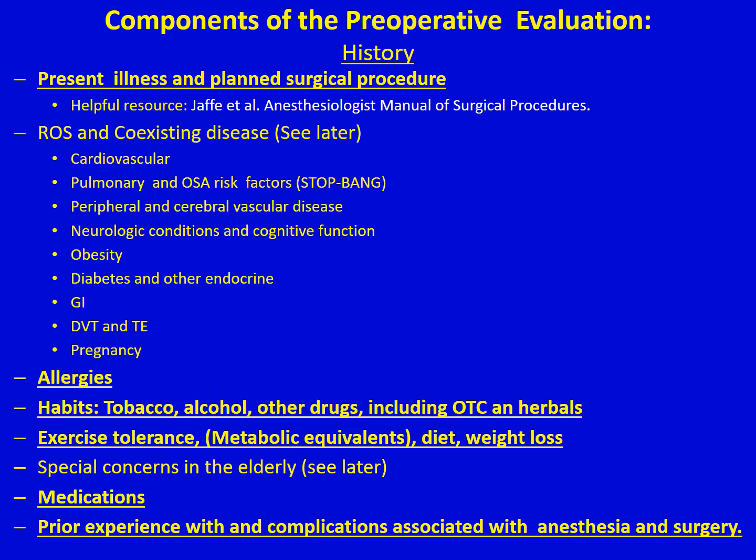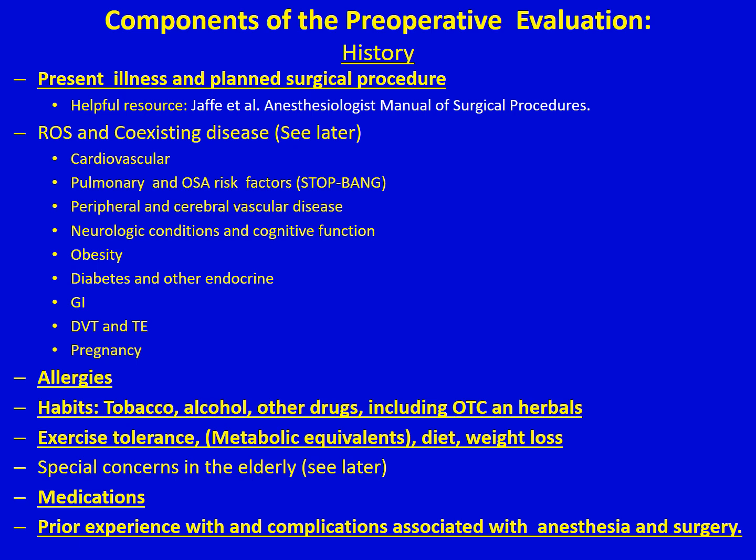Now let's talk about the components of the preoperative evaluation, and they include the history. Under the history, the first part is a detailed description of the patient's present illness and the planned surgical procedure. For a beginner, knowing about the planned surgical procedure and its implications is difficult. You can ask your attending or other residents, but a helpful resource is this textbook that is readily available to you called the Anesthesiologist's Manual of Surgical Procedures. It's in the latest edition. I think it's the 9th edition, just came out in the last year or so.